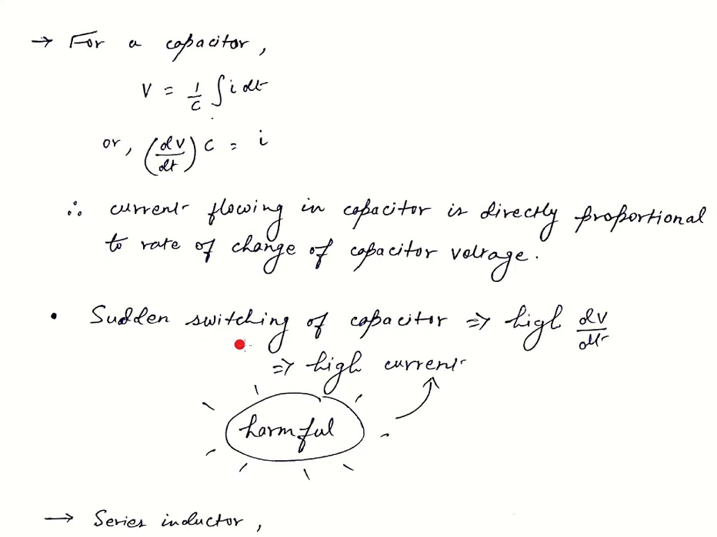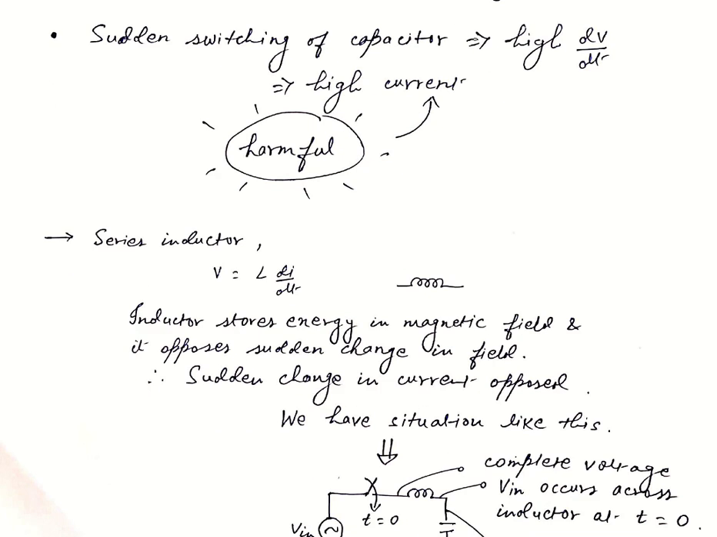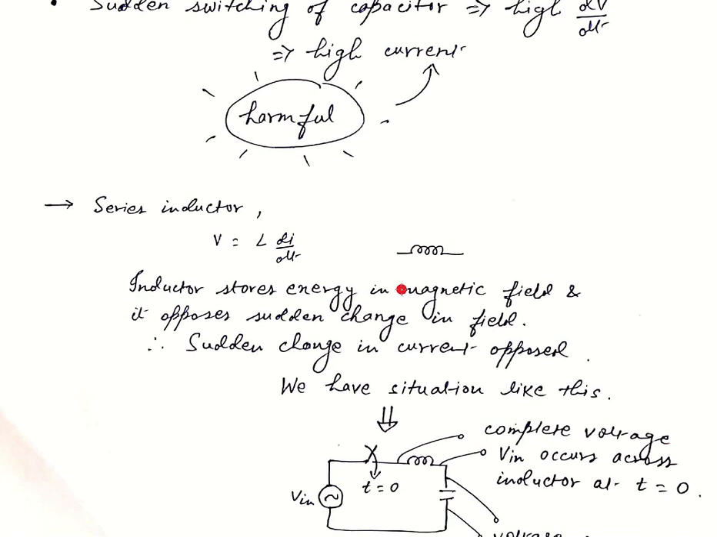Here I have shown you sudden switching of capacitor implies high dV by dt, which implies high current, which is harmful, right? So now we look at the behavior of an inductor. V is equal to L di by dt. This is the relation between inductor voltage and inductor current. This is the symbol of an inductor, we all know.